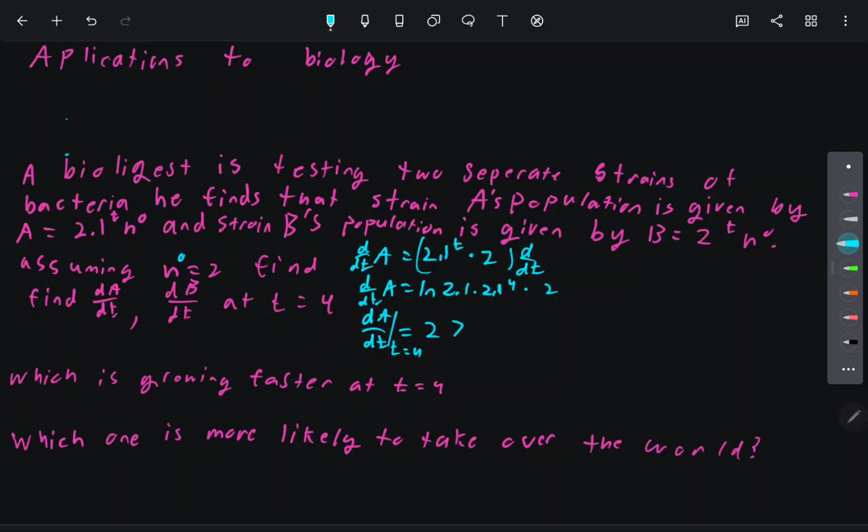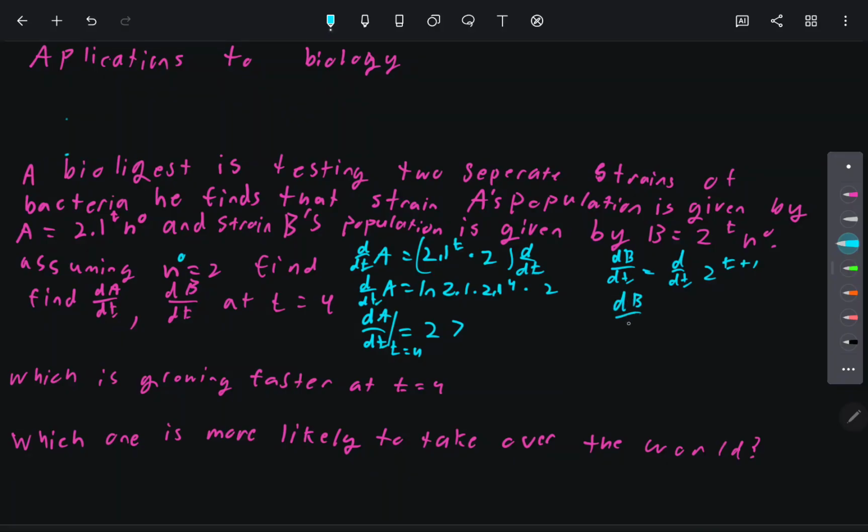Okay. Now how do we do this for dB? It's the exact same. So the derivative of b with respect to t is going to be the derivative with respect to t of 2t times 2. Which, in all honesty, we're just going to call this t plus 1.